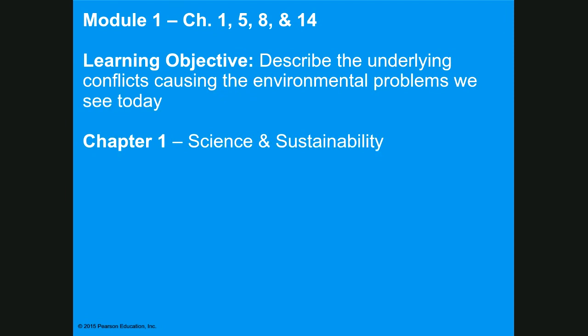So Learning Objective 1, describe the underlying conflicts using the environmental problems we see today. So what I'm going to do is introduce the crux of the issue in regards to environmental science, the interdisciplinary nature of environmental science, and then dig into a little bit of information about biodiversity and economics. Okay, so here we go.